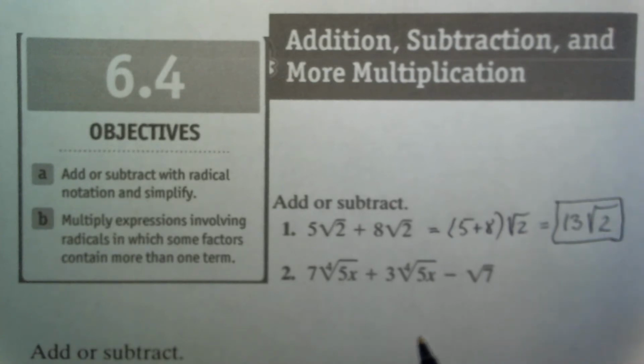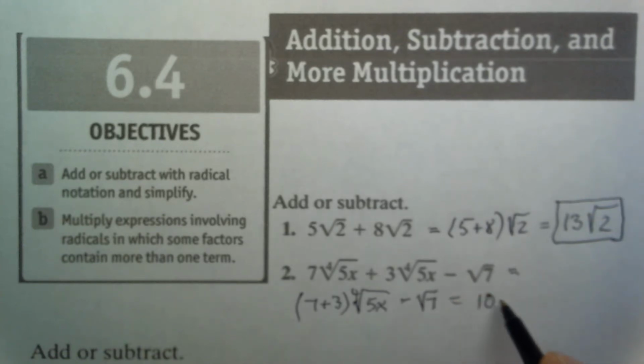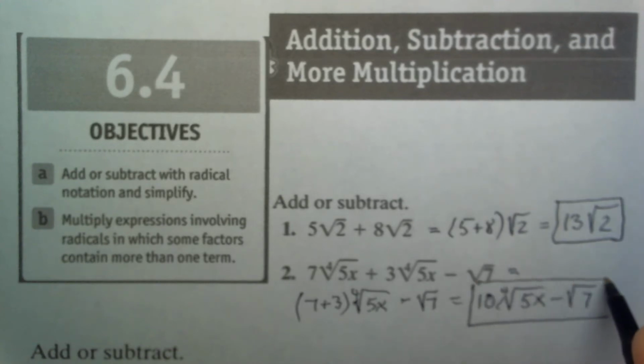In the next expression, we have to watch out for the index. Here the index is 4, here the index is 4 also, so we can combine these two expressions like in the previous example, but this now has an index of 2, so that cannot be included. So this then becomes 7 plus 3, 4th root of 5x minus the square root of 7. So 7 plus 3 is 10, so it's 10 times the 4th root of 5x minus the square root of 7. In other words, we cannot combine expressions with different indices.